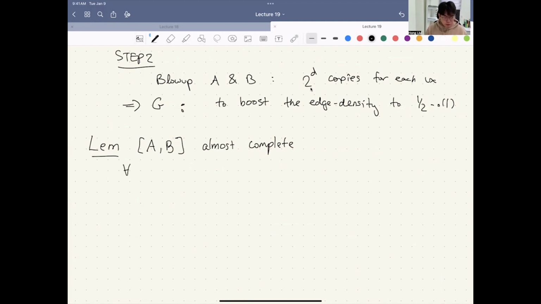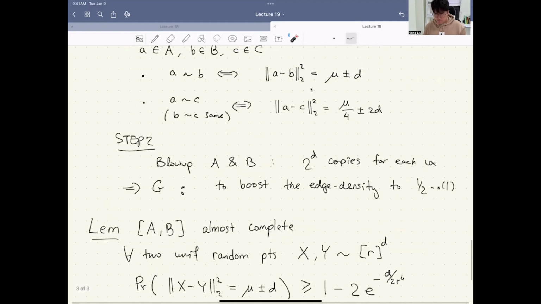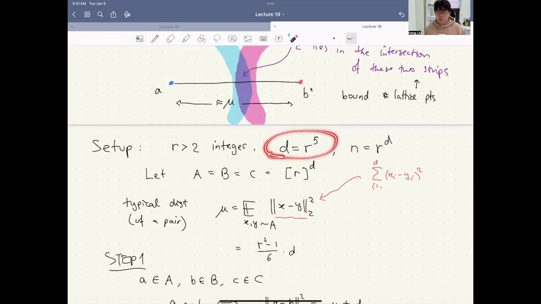So for any two uniform random points, random variables, I use capital letters, uniformly distributed inside this cube, the probability that the distance of these two random points equals mu, the typical distance, plus or minus our error term d, is at least, this is what we want to prove, right? At least 1 minus 2 to the e minus d over 2r^4. And remember, we choose d to be r to the 5, I believe, right? R to the 5.